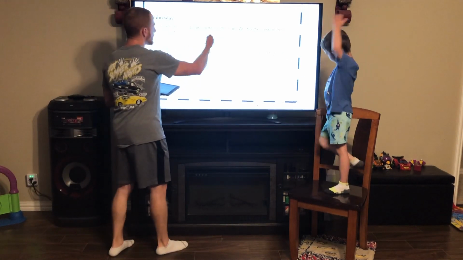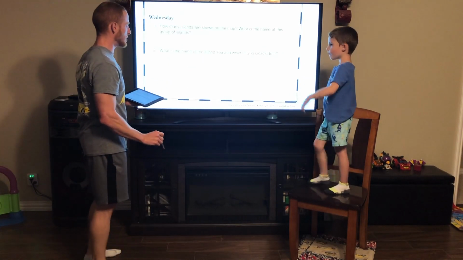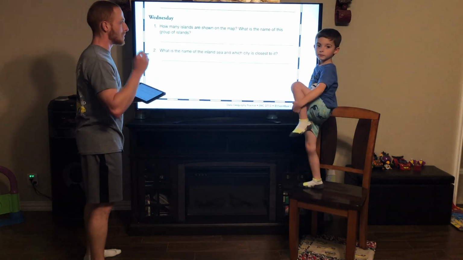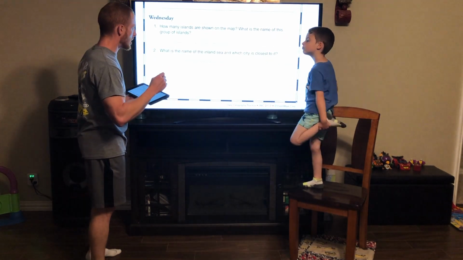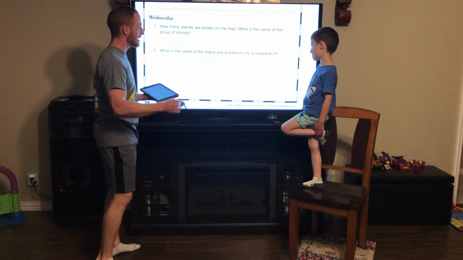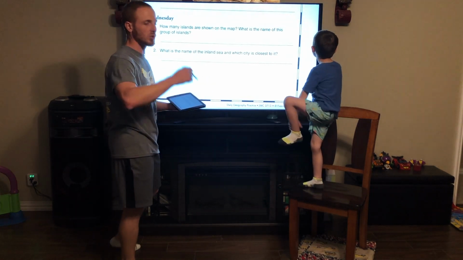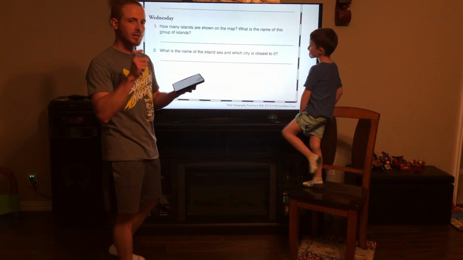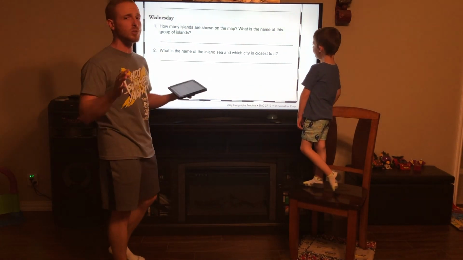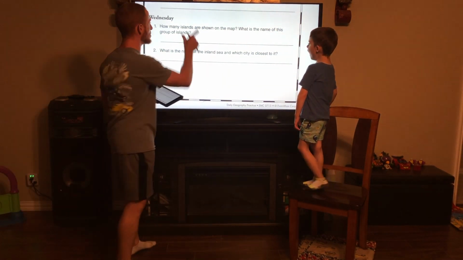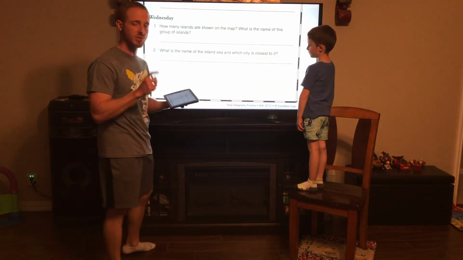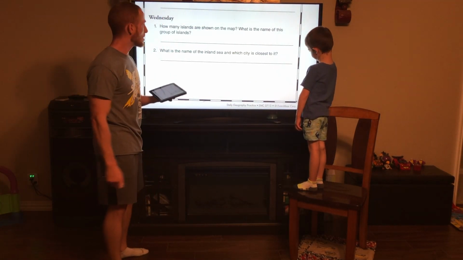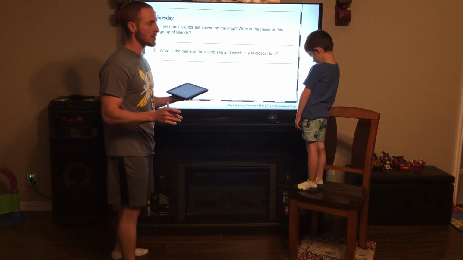You can put both of these answers in one sentence. You can say, there are blank islands shown on the map, and the name is, and you can kind of figure out a way to put all of that into one sentence by restating the question, or you can make it 2 separate sentences, but just make sure that you use part of the question in both of those sentences if you go ahead and choose to do that route. Either way is fine.